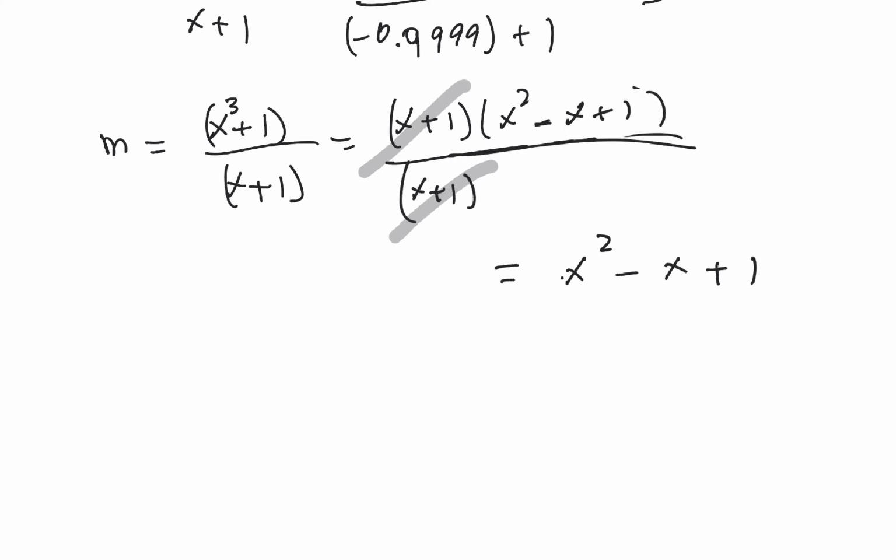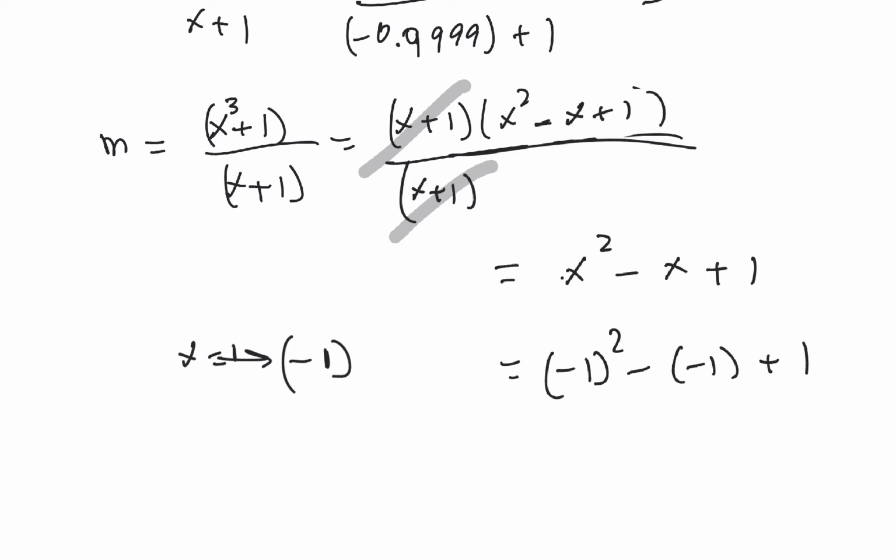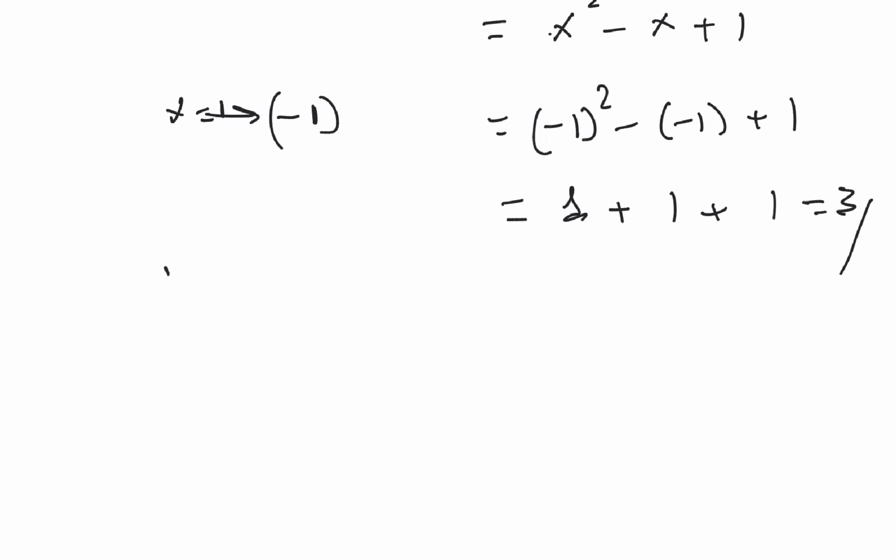Now, when x approaches minus 1, this will be (-1) squared minus (-1) plus 1. So when x approaches minus 1, this will be 1 plus 1 plus 1 equals 3. And the problem is well done now. So the slope is 3. But this is not what the problem is asking. It's asking, if the slope is 3 and the point is (x1, y1) = (-1, -1), what is the equation of the tangent line?